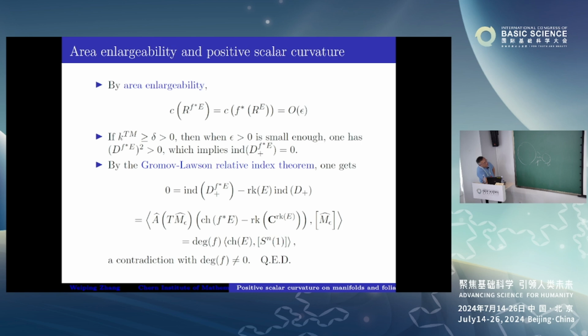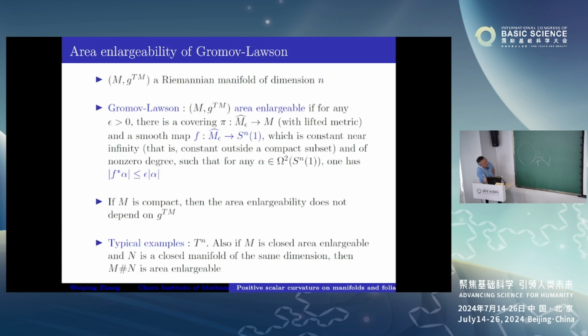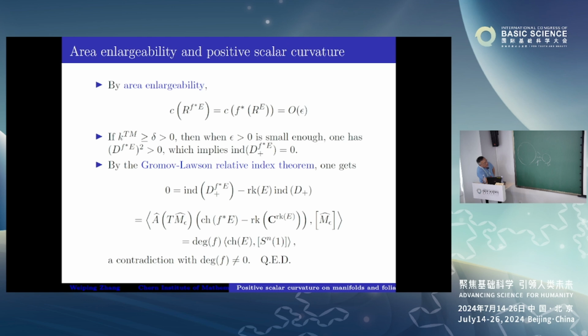Then for the trivial coefficient, you can apply the same trick. Then you take the difference of these indices, which by the Gromov-Lawson relative index theorem is equal to this one. But this one, if you compute directly, is indeed equal to the degree of this map f and the Chern character. And we have assumed that the Chern character is not 0, and in the definition of enlargeability, we assume the map f is of non-zero degree. So then we get a contradiction because the right-hand side is non-zero.